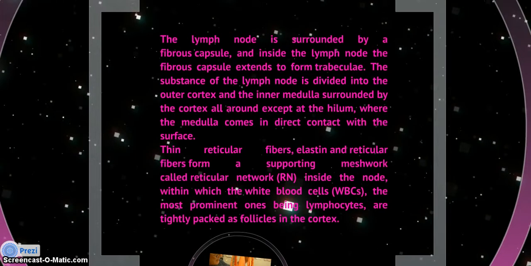Structure. The lymph node is surrounded by a fibrous capsule, and inside the lymph node the fibrous capsule extends to form trabeculae. The substance of the lymph node is divided into outer cortex and the inner medulla, surrounded by the cortex except at the hilum, where the medulla comes into direct contact with the surface. Thin elastic and reticular fibers form a supporting meshwork called the reticular network inside the node, within which the white blood cells, the most prominent one being lymphocytes, are tightly packed as follicles in the cortex.